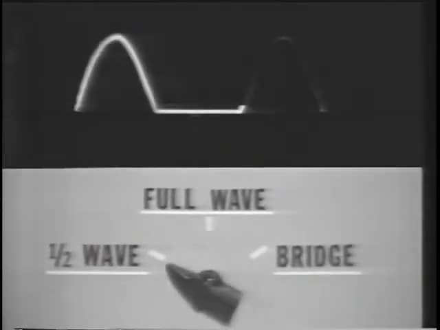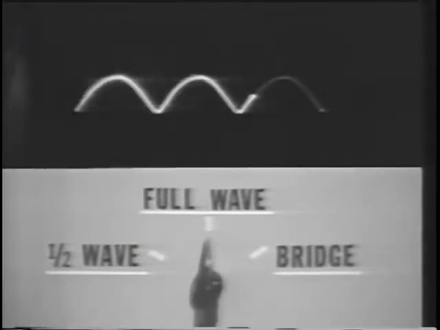This is the output from a half-wave rectifier. In a previous lesson, you learned that the peak amplitude of this output pulse is equal to the peak amplitude of the secondary voltage. But notice that we only have the output pulse half the time. The other half of the time, there's no output at all.